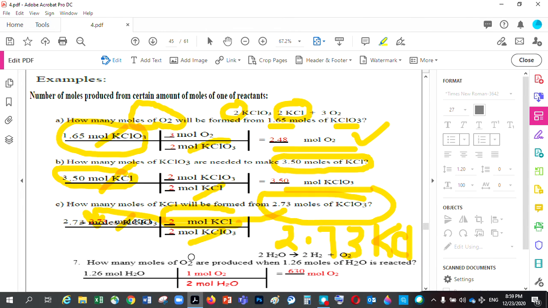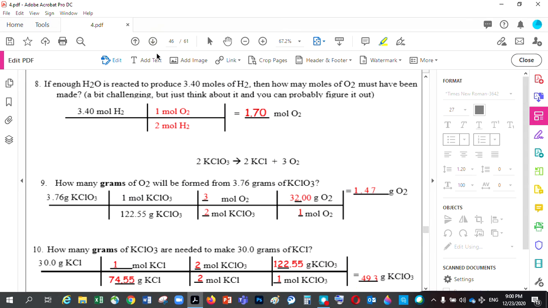Okay, so now here is how many moles of O2 are produced for this reaction here. If you look at this reaction, it looks like the same thing is given to you. 1.26 moles of H2O, with mole of H2O at the bottom to cancel it out, and 2 moles of H2O stand to 1 mole of oxygen. So mole H2O cancels out. 1.26 multiplied by 1 divided by 2 will give you 0.630 moles of oxygen, correct? So now let's go further.